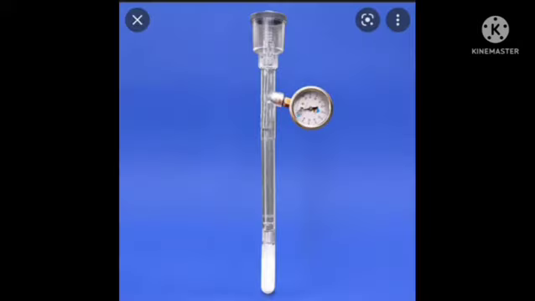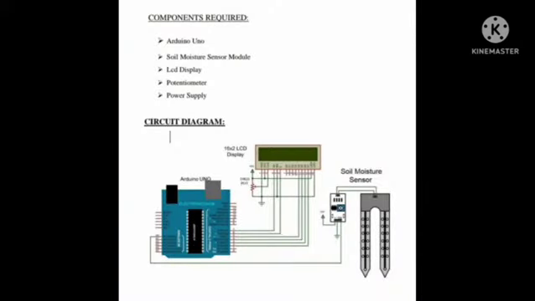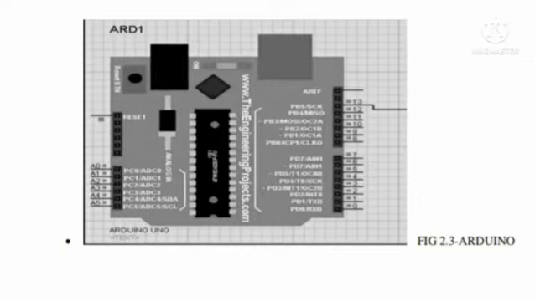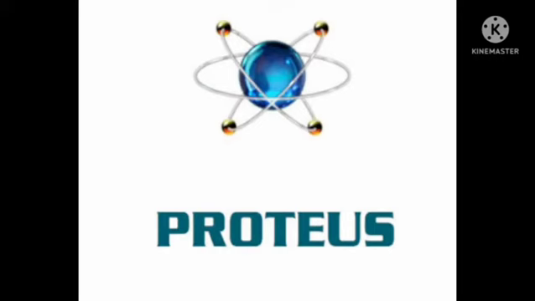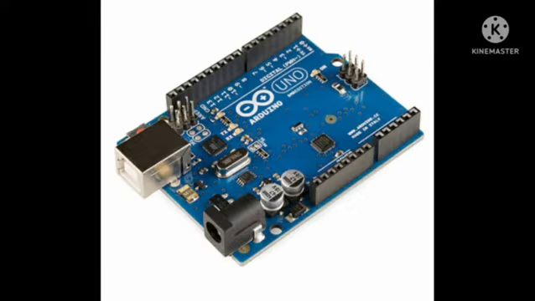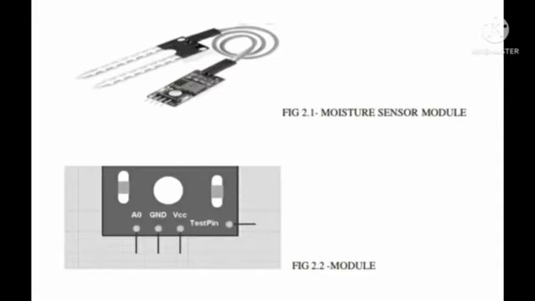In the hardware method, a tensiometer is the device used to determine the moisture content in the soil. Here we did it using software. So we used an Arduino UNO to determine the moisture content in the soil. We worked with the various components using software named Proteus, which is the topmost queen in hardware software simulation. Components used for this project are Arduino UNO, soil moisture sensor module, LCD display, potentiometer and power supply.